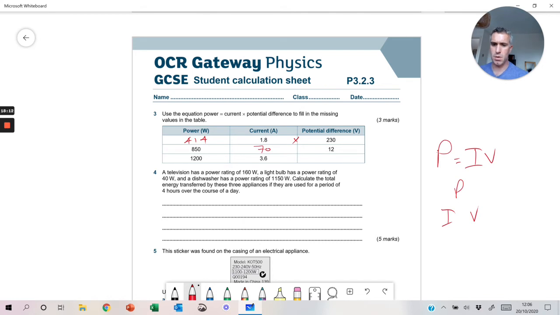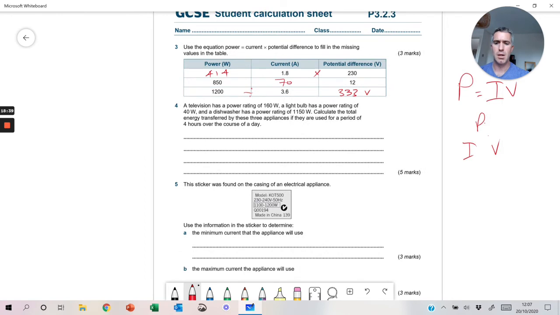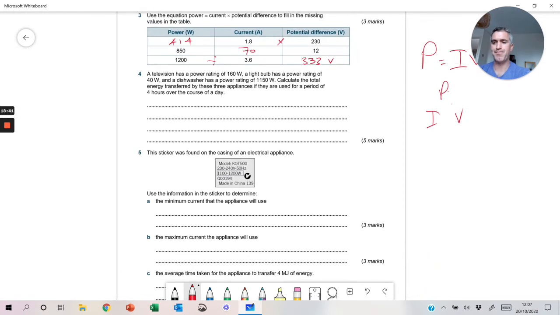What have I done wrong? Power divided by potential difference gives us a current. So power divided by that current equals 333 volts. These are just random numbers, which obviously someone's chosen. They're not really usual. If you have something with a current of 70 amps, don't go anywhere near it. That's truly terrifying. Something's very wrong.